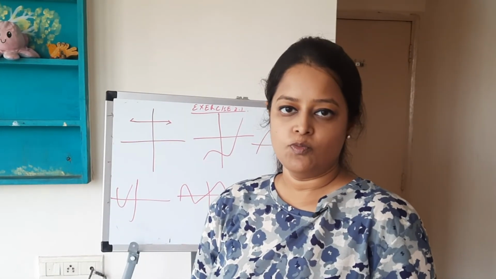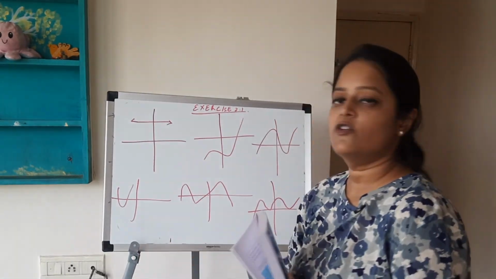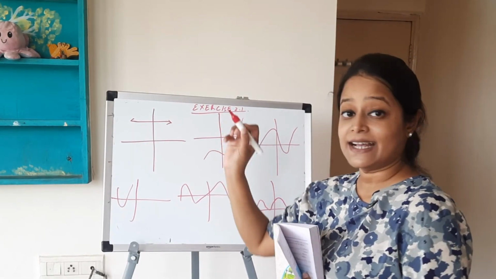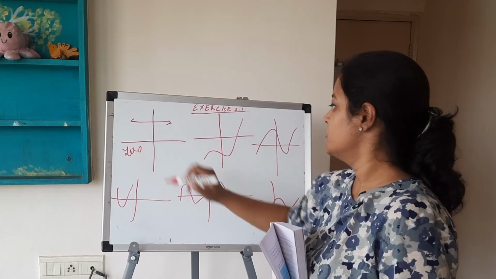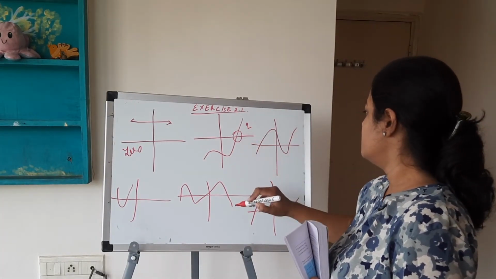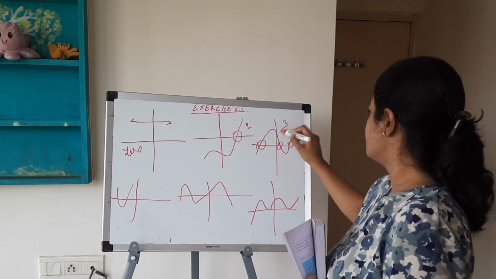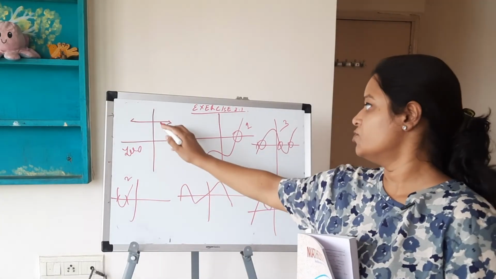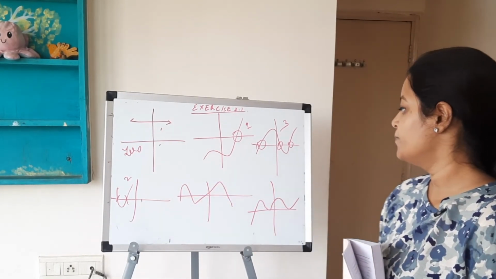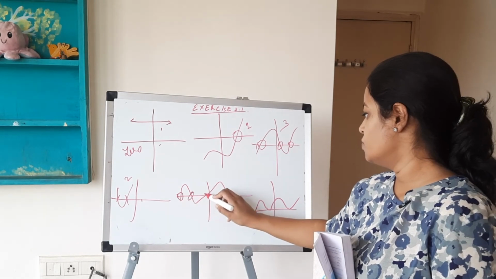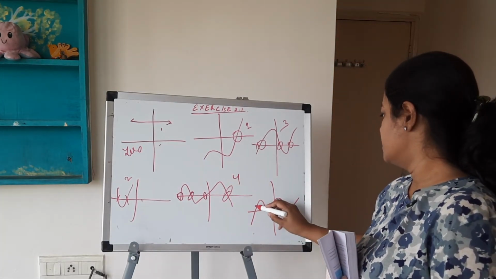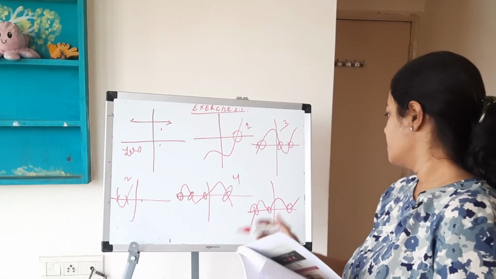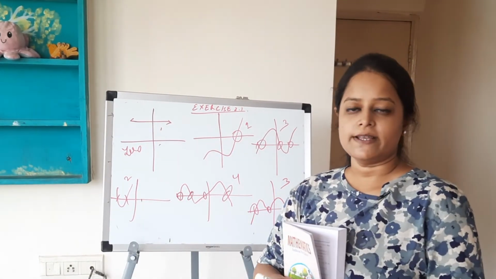Now let's look at exercise 2.1. Here the number of zeros for each of the polynomials. Here we can see it doesn't intersect the x-axis at all. So it is 0. Here it intersects at 1 point, so it's 1. Here it intersects at 1, 2, 3, so 3. Here it intersects at 2 points, so 2. This looks like a parabola, so this is a straight line, linear. This is a quadratic. Here it intersects at 1, 2, 3 and 4. And here it intersects at 1, 2, 3, right? So this is the solution for exercise 2.1.